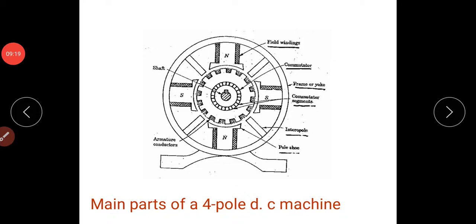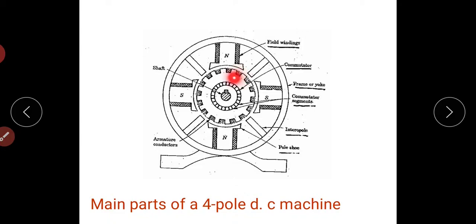Okay, next this one. This construction is called pole core. This rectangle up to here is called pole core. Next, this is pole shoe. Next, this is field winding. So each pole has a pole core, pole shoe and field winding.